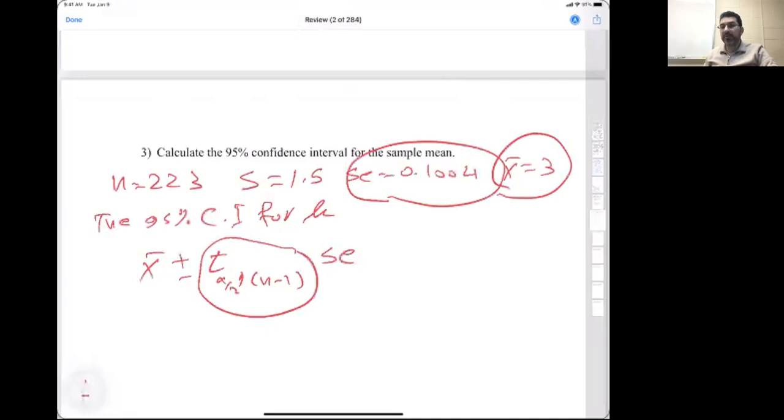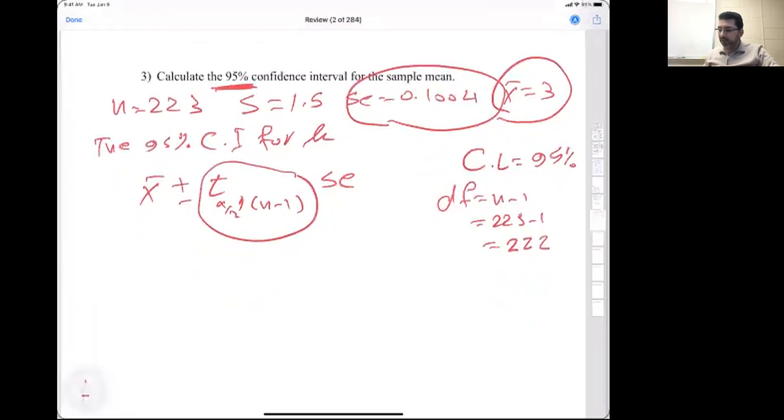Why? Because we need to know two things. The confidence level: because we need to construct the 95% confidence interval, the confidence level is 95%. The second thing is the degrees of freedom, df, which is equal to n minus 1. So we have 223 minus 1, so it's 222. Three twos, as you can see. So can we now find the t?